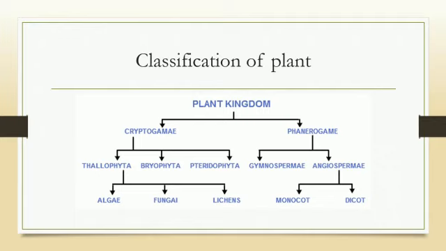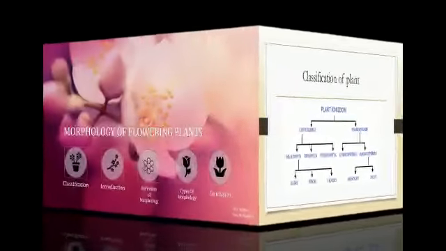These cryptogams are further classified into thallophyta, bryophyta and pteridophyta, whereas phanerogam is further classified into gymnosperm and angiosperm. And this thallophyta is further classified into algae, fungi and lichens, whereas angiosperm is further classified into monocot and dicot based on the presence of cotyledon.